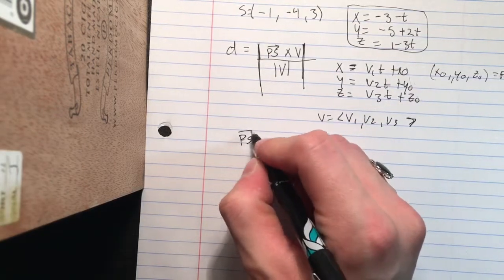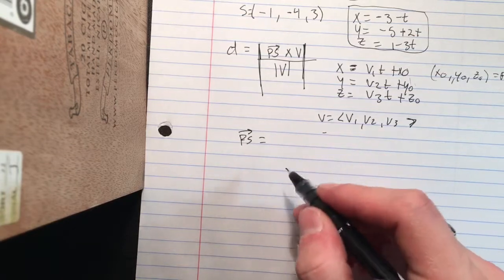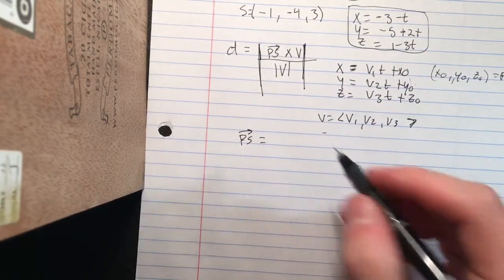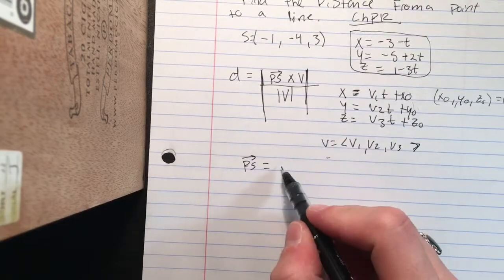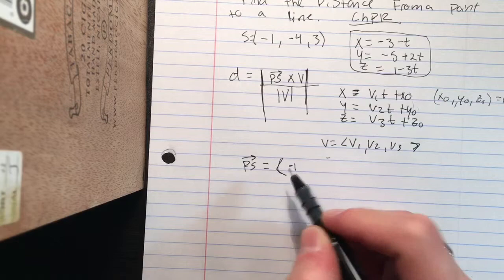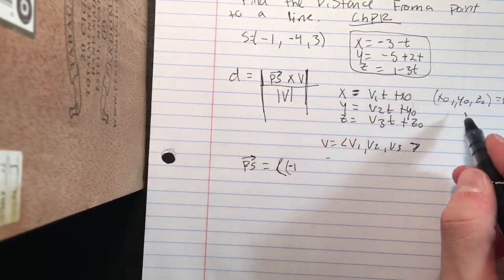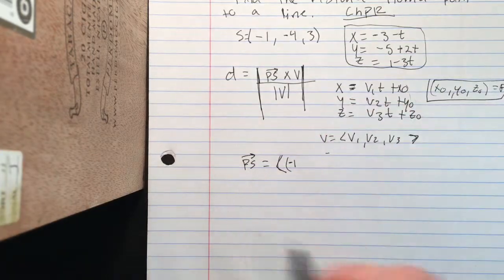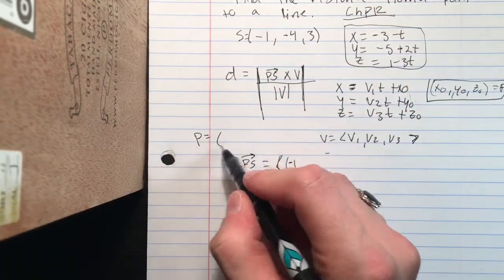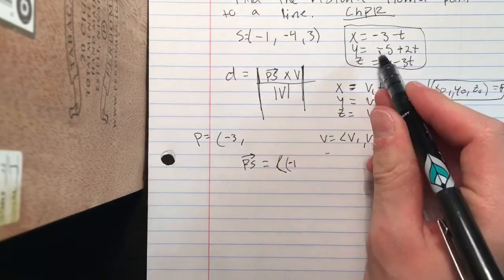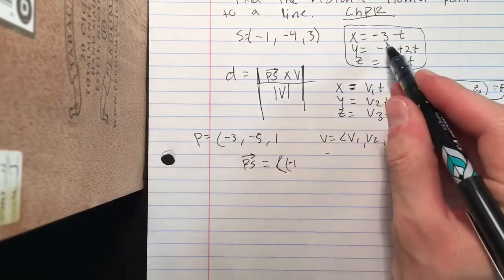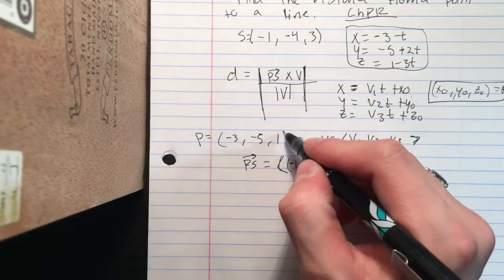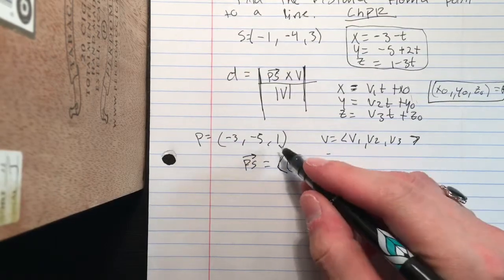And so for PS, I'll go ahead and show you how to do that as well. PS is just component subtraction, essentially: components of S minus components of P. So S is -1, -4, 3, minus P, which equals (-3, -5, 1) for x sub 0, y sub 0, and z sub 0.